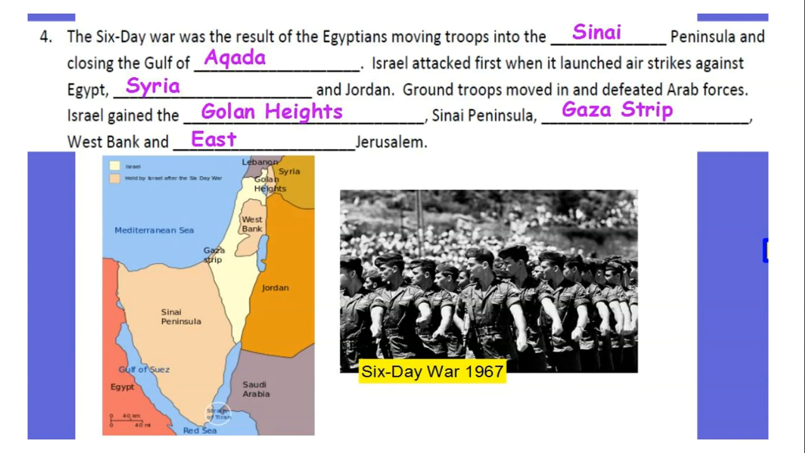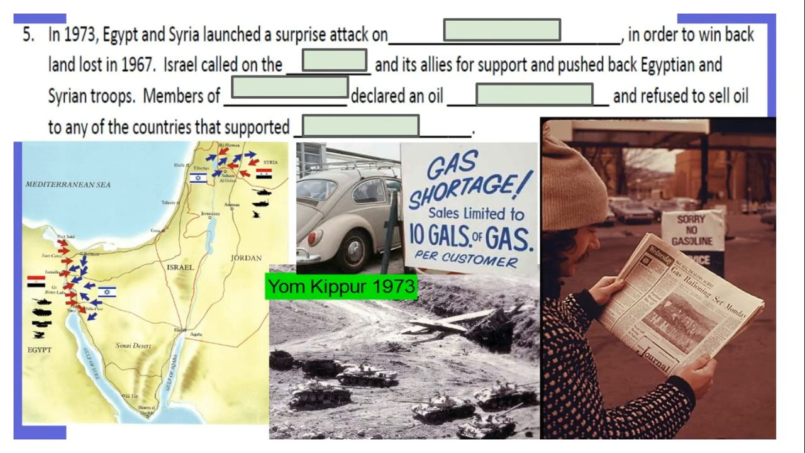At some point in time, the neighbors of Israel are going to want to regain this territory back. And so in 1973, Egypt and Syria launched an attack, which was a surprise attack on Yom Kippur. Yom Kippur being one of the holiest days in the Jewish religion. It's the Day of Atonement. In other words, they were going to try to win back the territory that they lost in 1967. Israel did call on the United States and its allies for support to push back the Egyptian and Syrian troops.